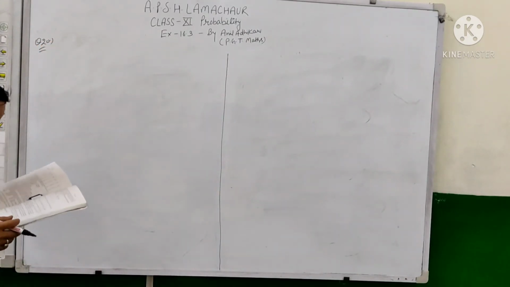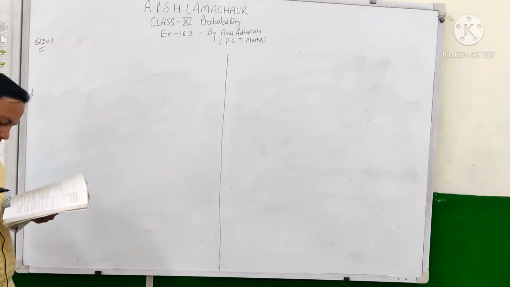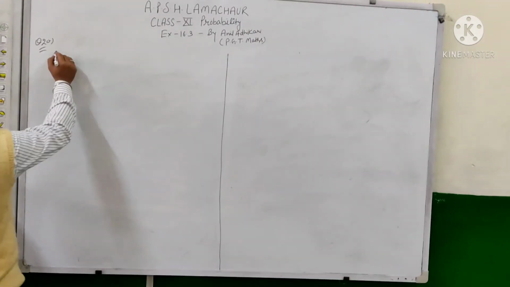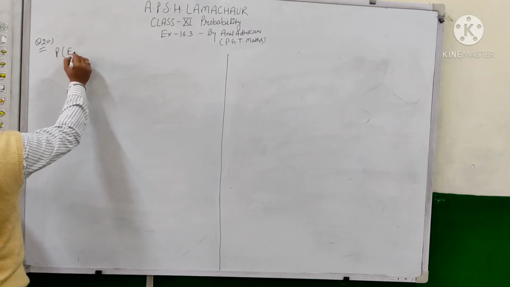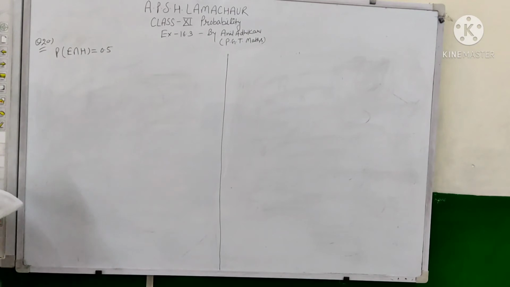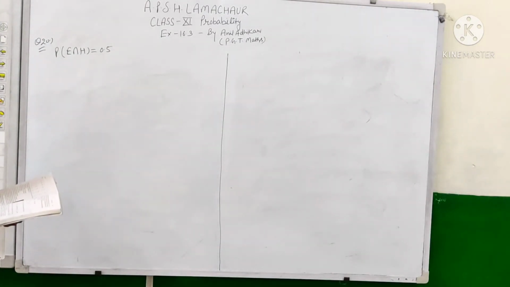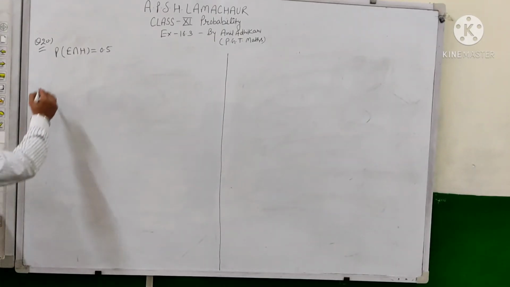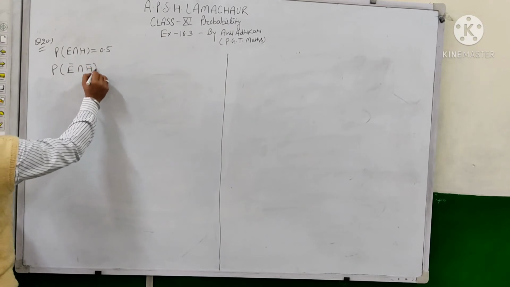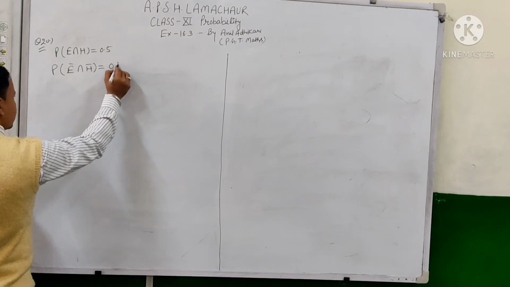In question number 20, the probability that a student will pass the final examination in both English and Hindi is 0.5. Okay, so the probability he will pass English and, meaning intersection, Hindi is 0.5. It has been given. And the probability of passing neither is 0.1. It means the probability of passing neither English nor Hindi has been given as 0.1. Okay.